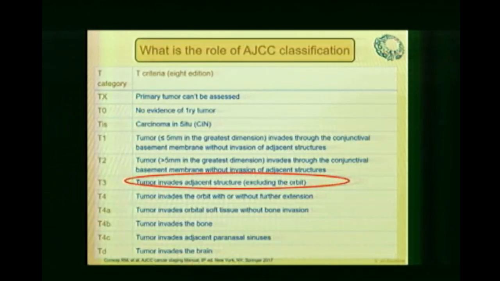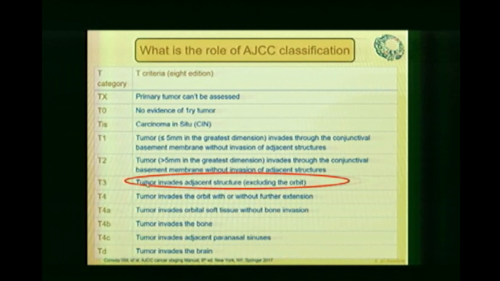What kind of grading system are we using? This is the conjunctival tumor grading, proposed by the American Joint Committee on Cancer. This is the most updated one, the 8th edition, and you can concentrate on this one. This is tumor in situ, T1, T2, T3, T4. Just forget the others. T1 and T2 tell you the differences of the tumor and the size itself. Starting from T3, T4, it's the invasion itself.